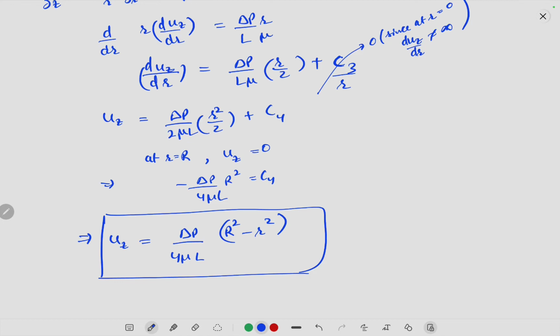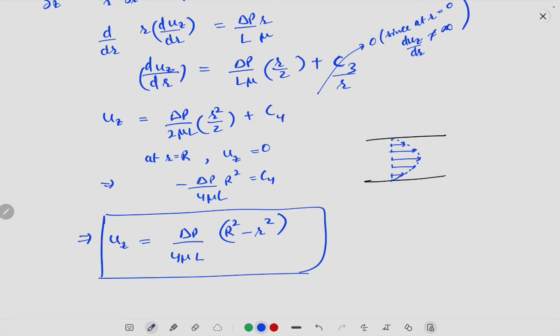Okay, let's draw the velocity profile. So this was my cylindrical pipe, and again the velocity will be maximum at the center and is directed only along z. So the velocity profile would look like this.